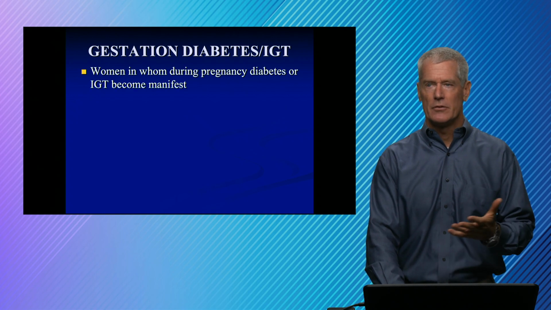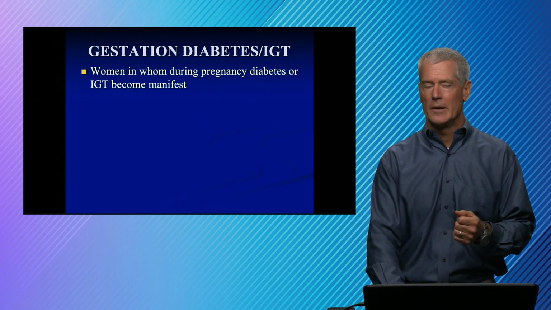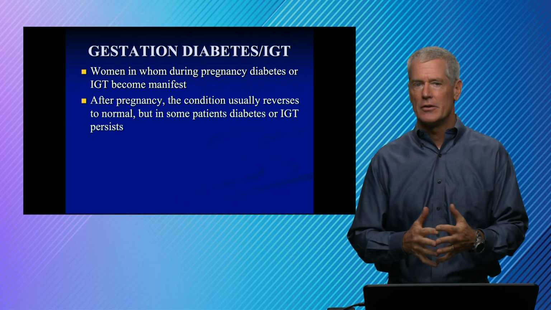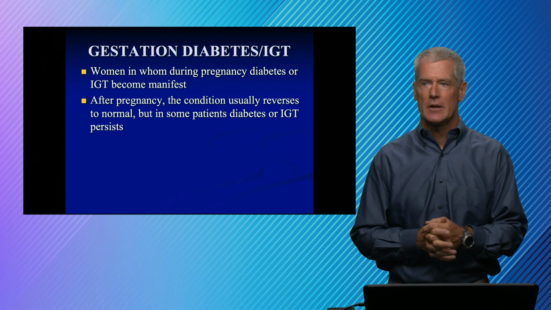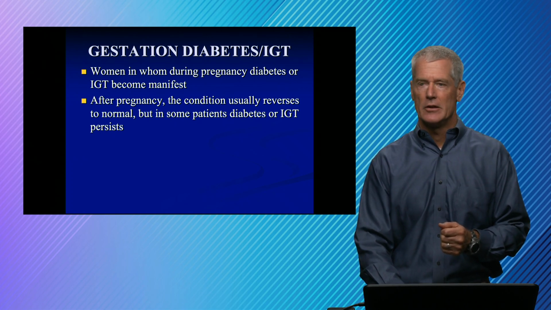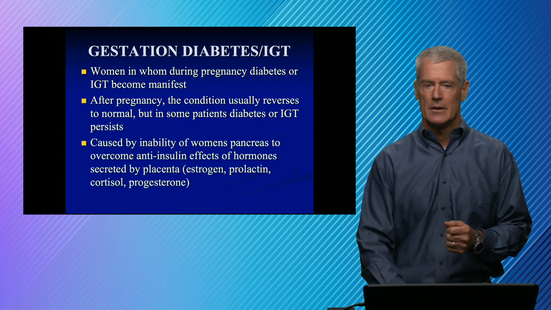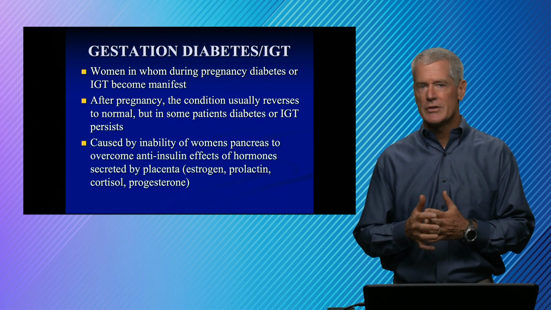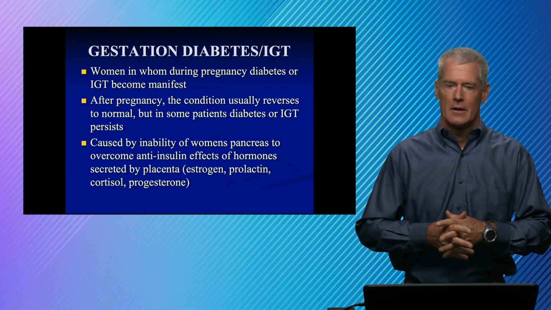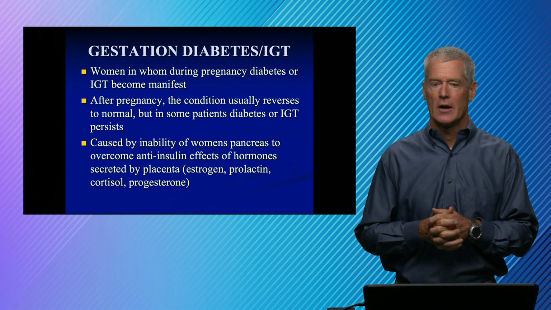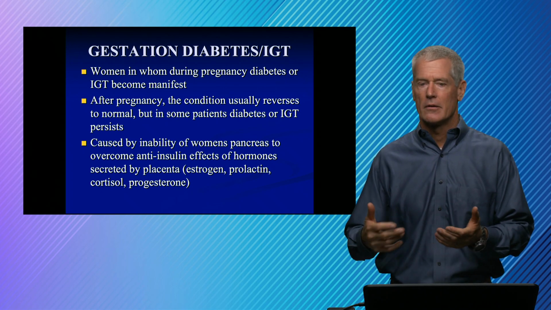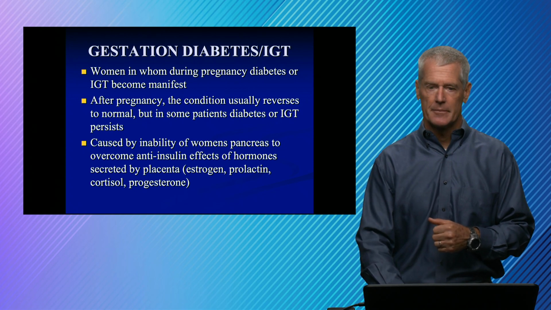Gestational diabetes happens during pregnancy when women either become diabetic or impaired glucose tolerant. Oftentimes it does resolve after the pregnancy, but in some patients, they need careful follow-up to make sure that they don't develop full-blown diabetes. Really what's happening is that there are other things that the pancreas can't overcome, the placental secretions of estrogens that cause the hyperglycemia.